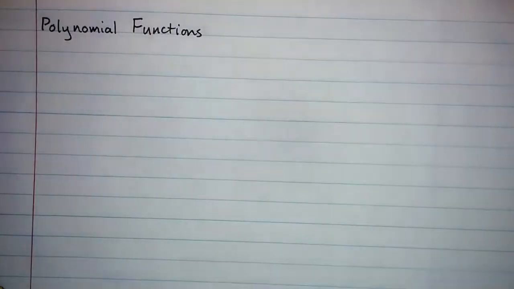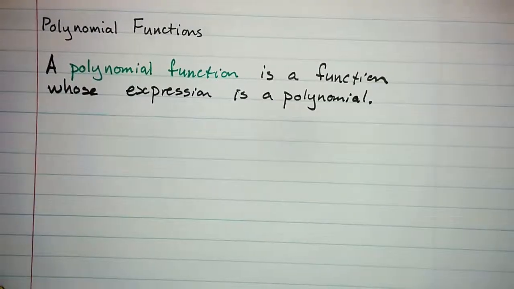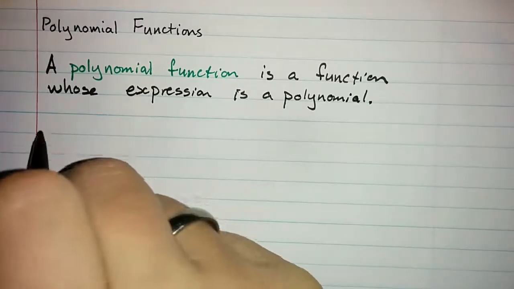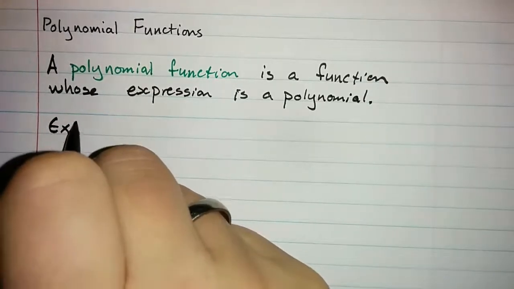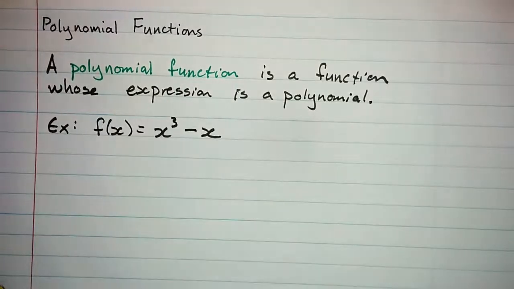What's a polynomial function then? A polynomial function is just a function whose expression is a polynomial. So for example, the function f of x equals x cubed minus x would be a polynomial function.